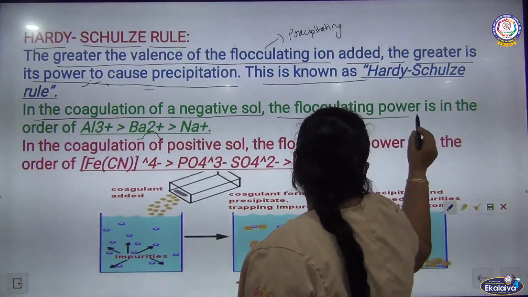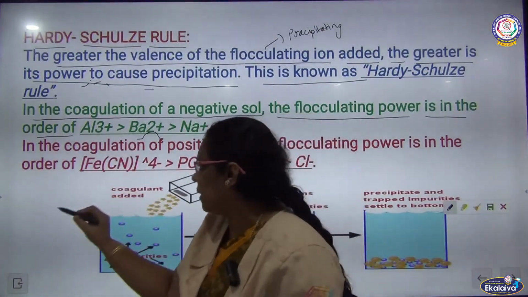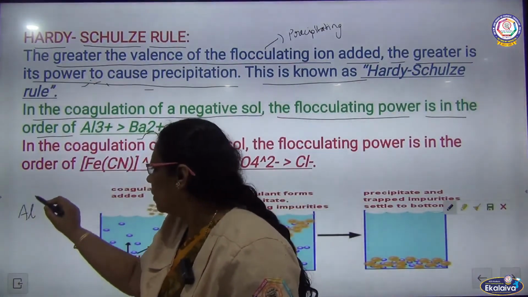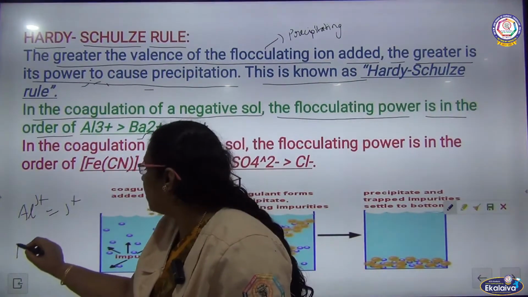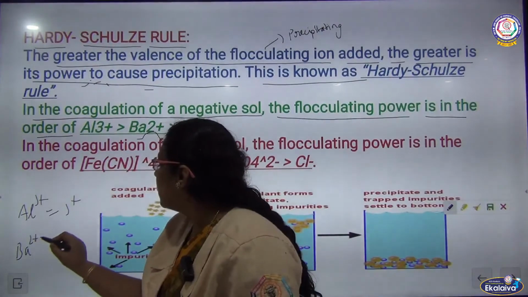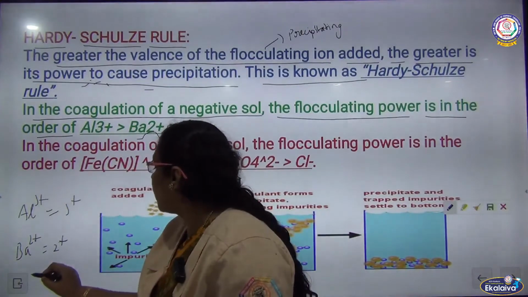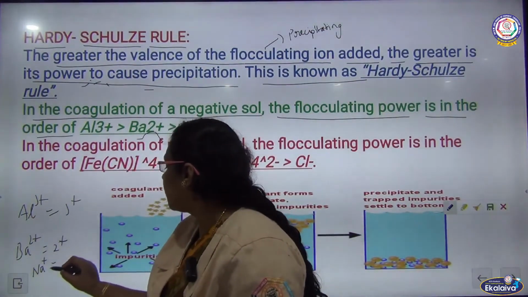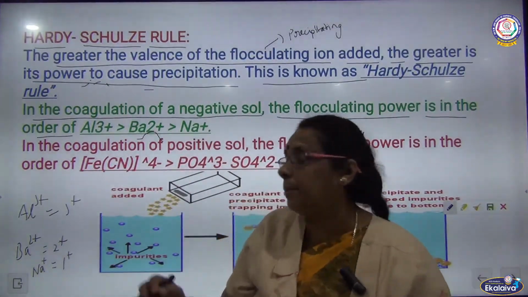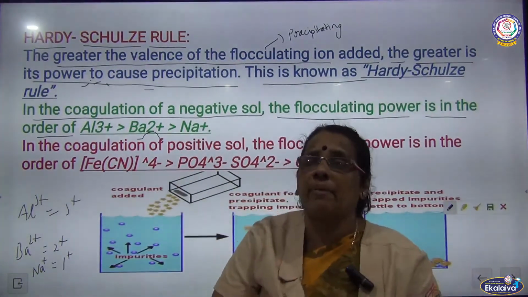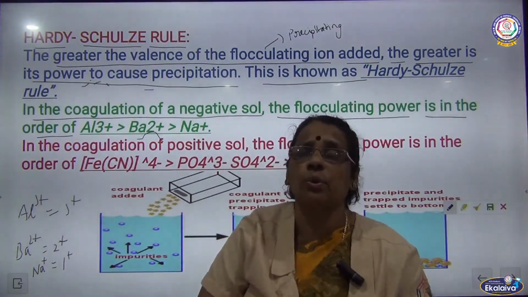the flocculating power is in the order of aluminium 3+, see that Al3+. So 3 positive charges. What about barium 2+? It has got 2 positive charges. And similarly sodium Na+, it has got only 1 positive charge. So here, depending upon the valency of the precipitating ion, the greater will be the power of flocculation or precipitation. So we can call it Hardy-Schulze rule.